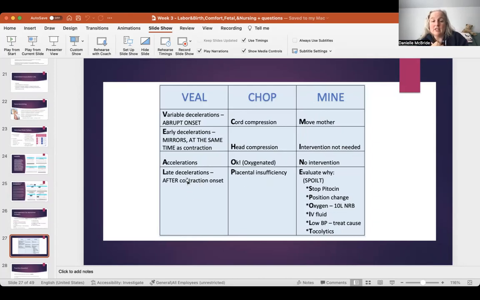And then late decelerations happen after the contraction onset. After is our key word that we might see in a question. This means placental insufficiency. The baby's not getting the oxygen that it needs from the placenta. And so now we need to evaluate why, and we can use our SPOILT acronym: stop the Pitocin, change the position, oxygenate, IV fluid, treat the low blood pressure, and use tocolytics.